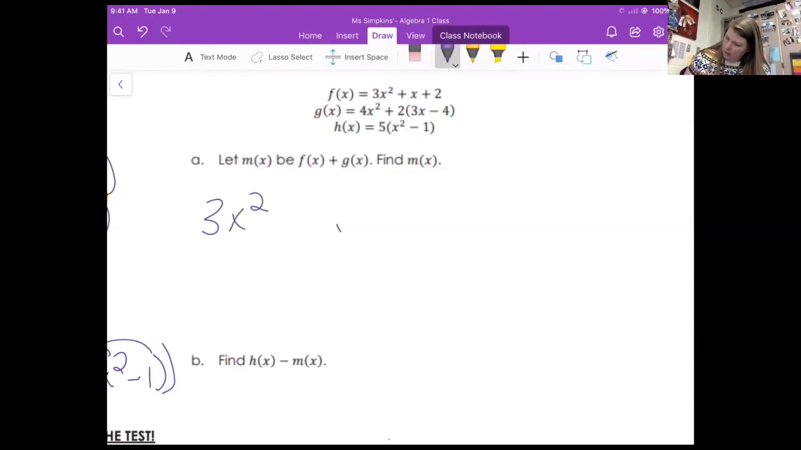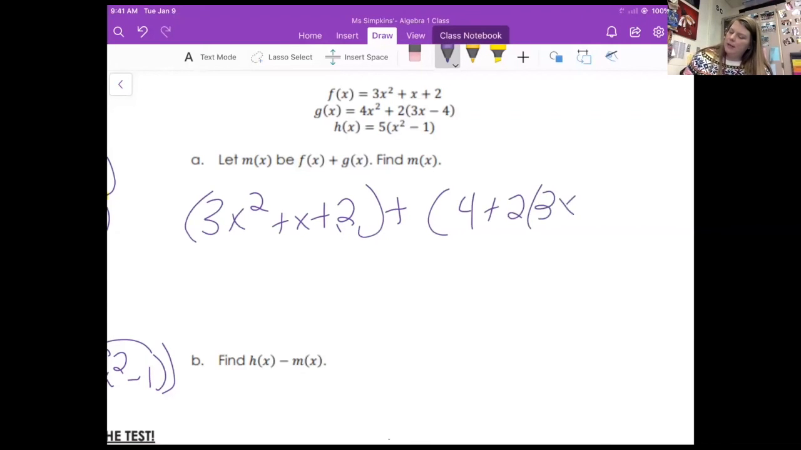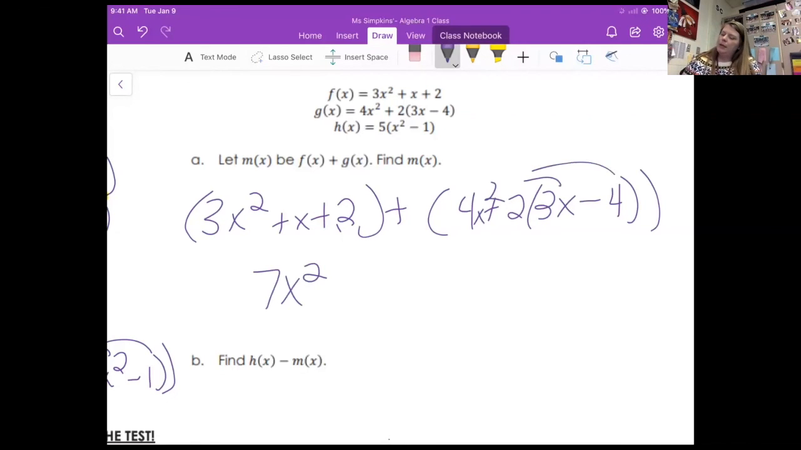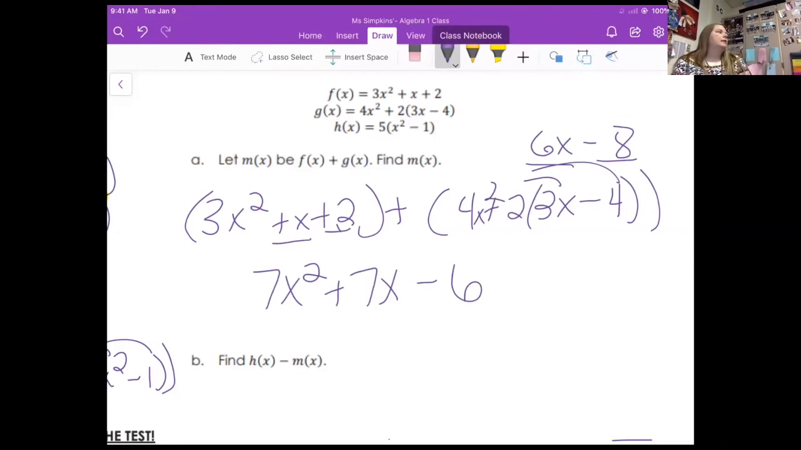3x squared plus x plus 2 plus 4 plus 2 times 3x minus 4. And I hope you notice these were the same exact ones from the first 2 problems we did. So combining 3x squared, oops, this should be x squared, and 4x squared would be 7x squared. We have to distribute here to get 6x minus 8. Combining x and 6x would be 7x, and 2 minus 8 would be minus 6. Pretty much everybody I looked at had that one.